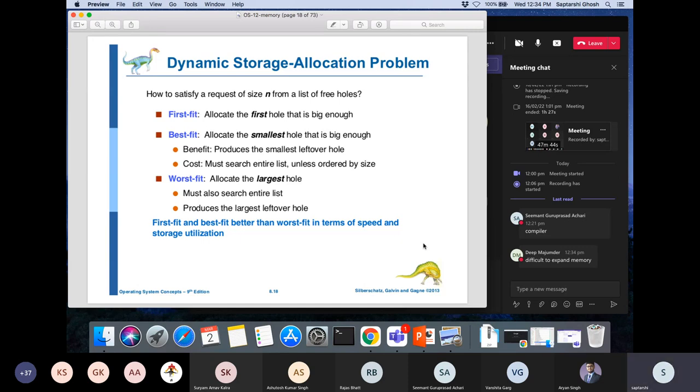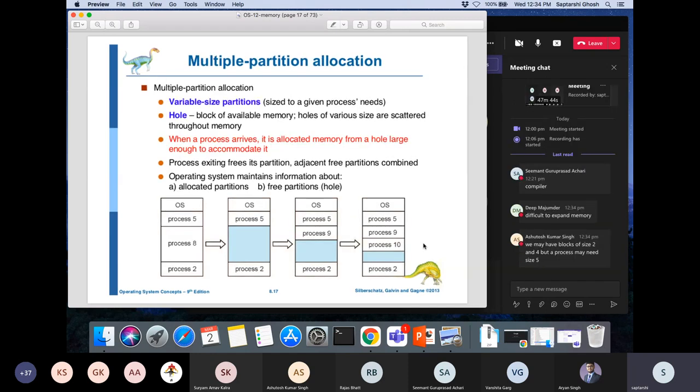Okay, Deep has a good answer: difficult to expand memory. Let's go back to that picture. Okay, there are two problems pointed out. Deep and Ashutosh, both answers are good. First, let's understand what Ashutosh said.